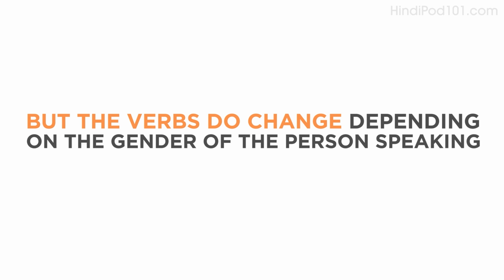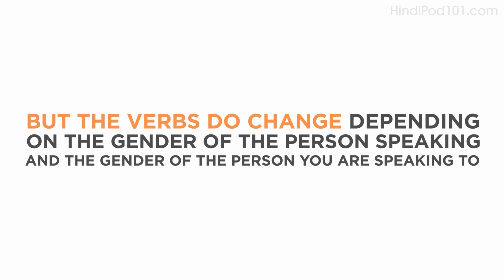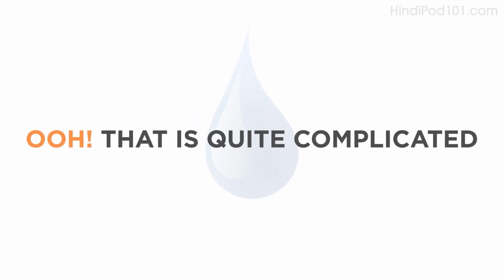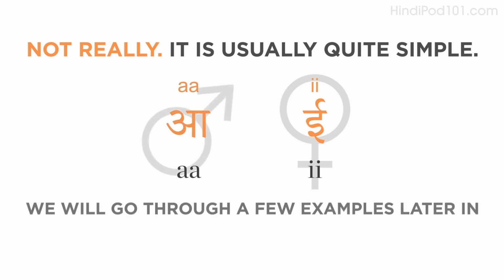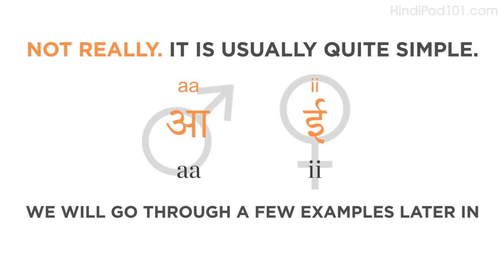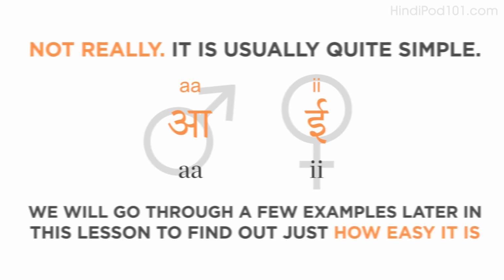Great! But the verbs do change depending on the gender of the person speaking and the gender of the person you are speaking to. Oh, that is quite complicated. Not really. It is usually quite simple. If a verb uses e at the end, it means it is feminine. But if it uses a at the end, it means it is masculine. We will go through a few examples later in this lesson to find out just how easy it is.